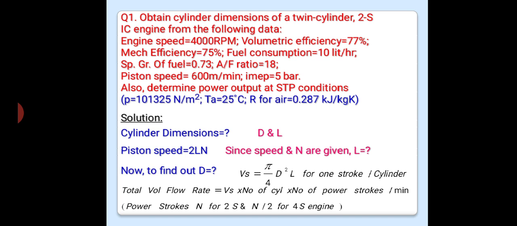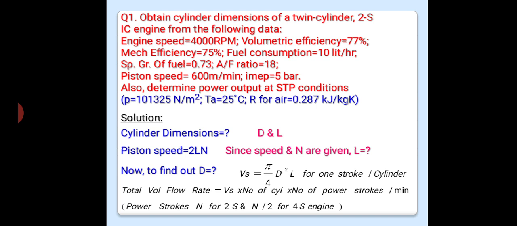Air-fuel ratio 18. Piston speed 600 meter per minute. IMEP 5 bar. Determine power output at standard temperature pressure condition. Pressure they have given, atmospheric temperature they have mentioned, universal gas constant values they have given.